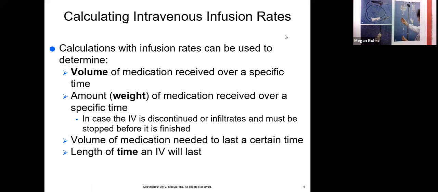So when we're calculating these rates, most of the time we're going to be looking for one of these things. Either the total volume that somebody is receiving with the order over a designated time, or how much medication they are getting in a specific time, like how many milligrams of active ingredient are they receiving in a specific time. That is important in case an order gets discontinued. Then we can easily calculate how much medication this patient has already been given.